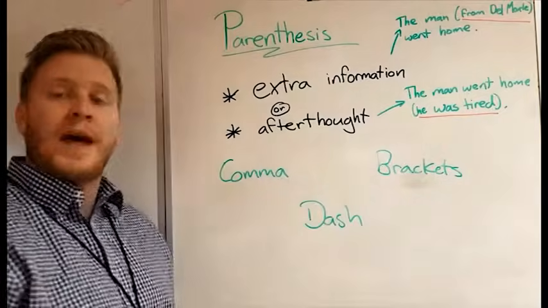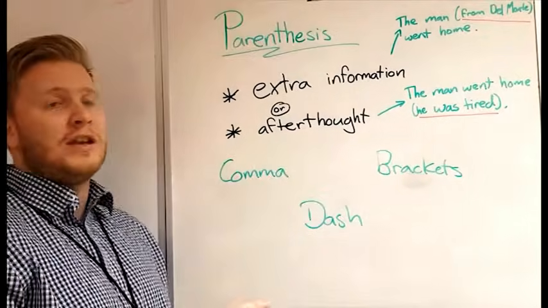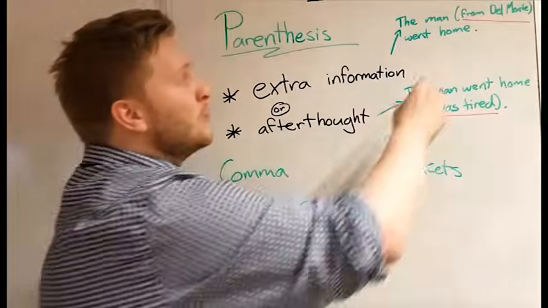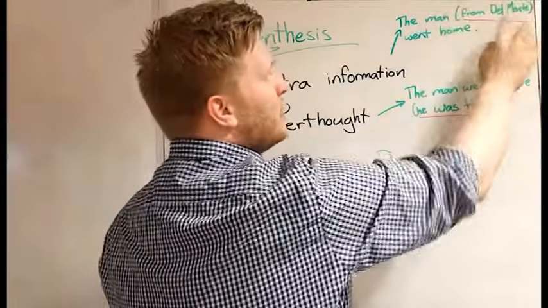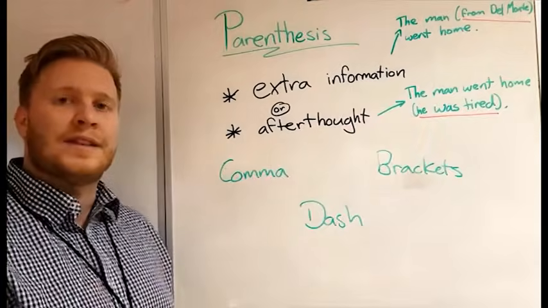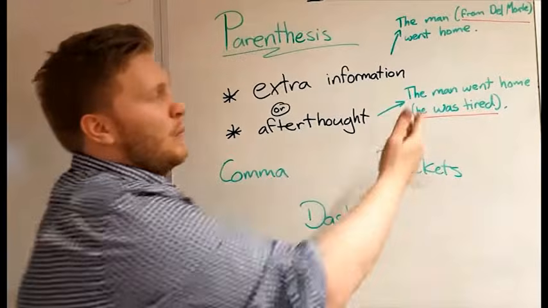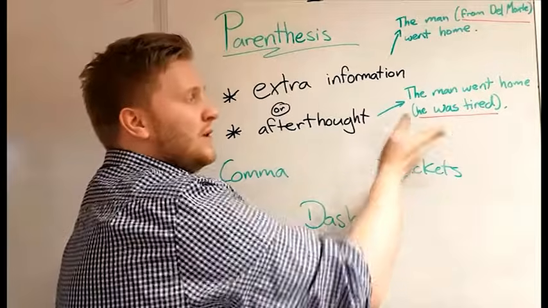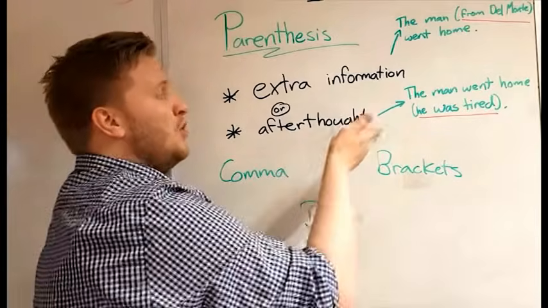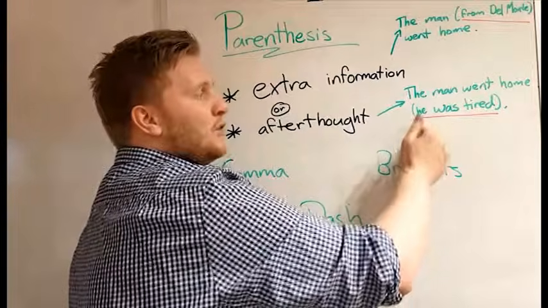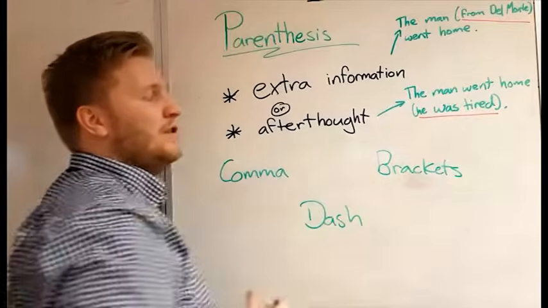So it's important that the parenthesis, the extra information that you put in, when you take it out, your sentence still makes sense. So if we took out the red underlined parenthesis, we would have: the man went home. That sentence makes sense on its own. Again, with this one, the man went home, it's the same sentence, it will make sense without this information. The only difference between these two is that an afterthought is normally extra information you think of after the fact, so it is after the sentence has been written.